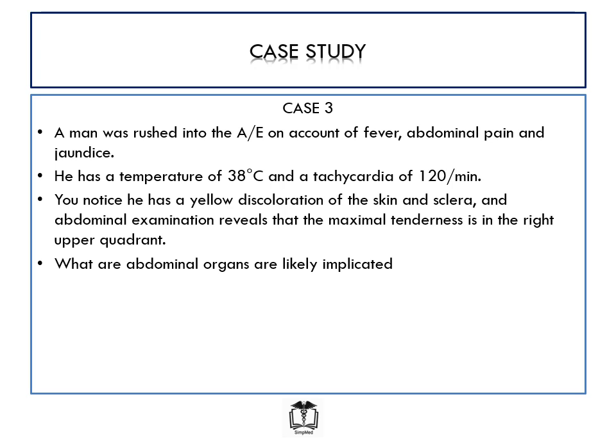Abdominal examination revealed that he had maximal tenderness in his right upper quadrant. What organ is likely implicated? So the organ likely implicated could either be the liver or the gallbladder or the biliary tract or the bile ducts. Each of these organs is found within the right upper quadrant.